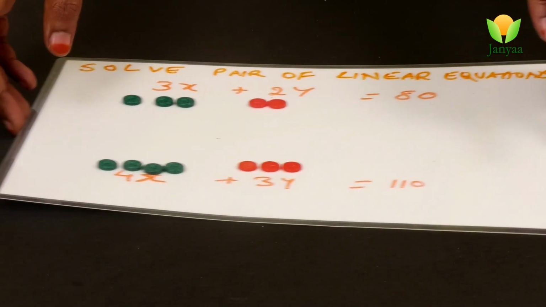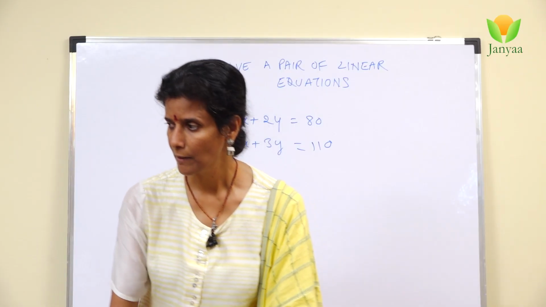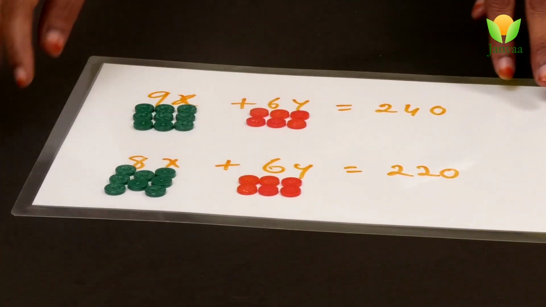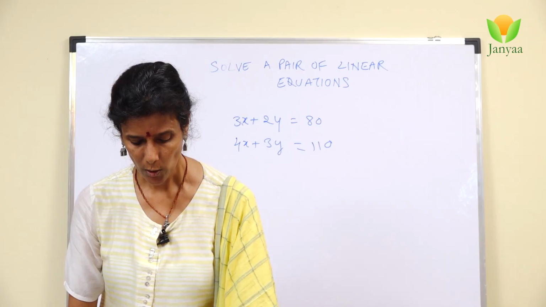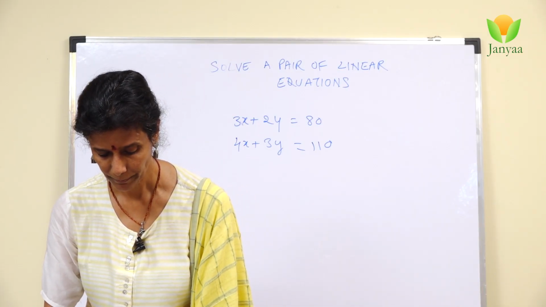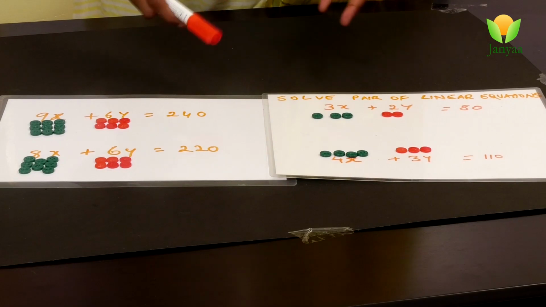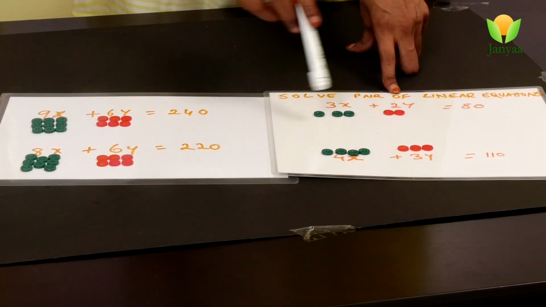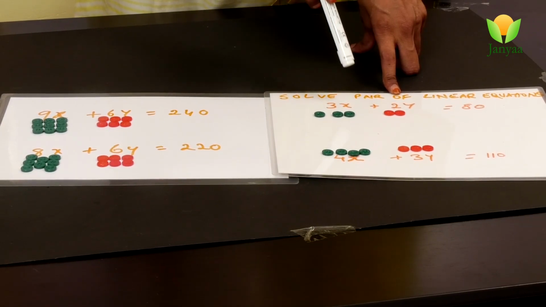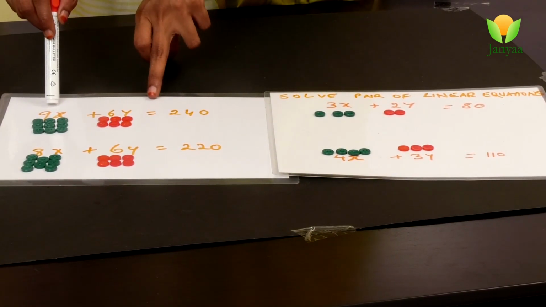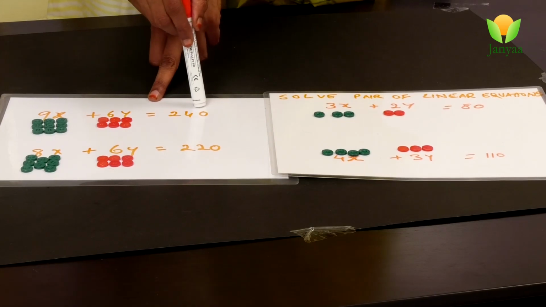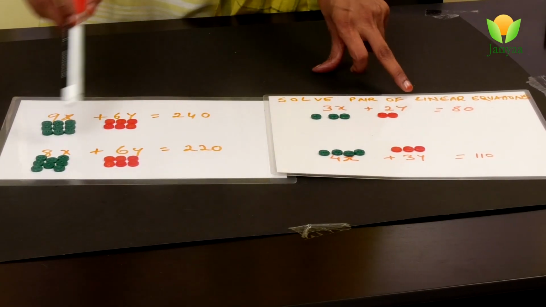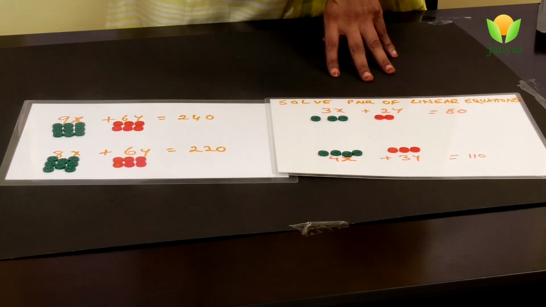So let me bring another sheet here. To normalize 3x plus 2y equals 80, this whole equation I want to multiply by 3, that's what I said. So if I multiply the whole equation by 3, I get 9x plus 6y equals 240, correct? Now this whole equation will be multiplied by 2. We get 8x plus 6y equals 220, right?